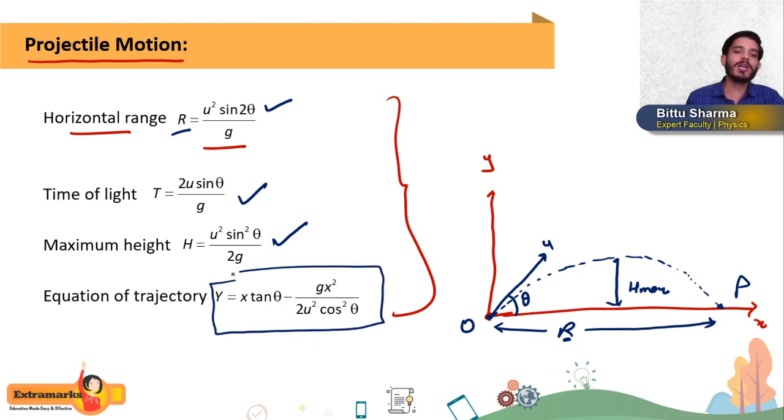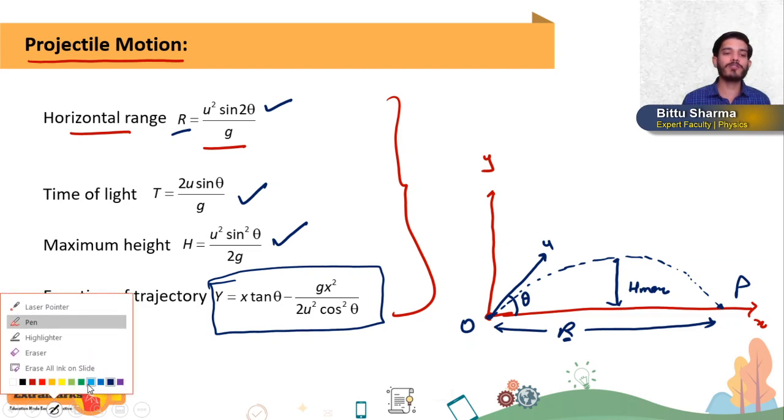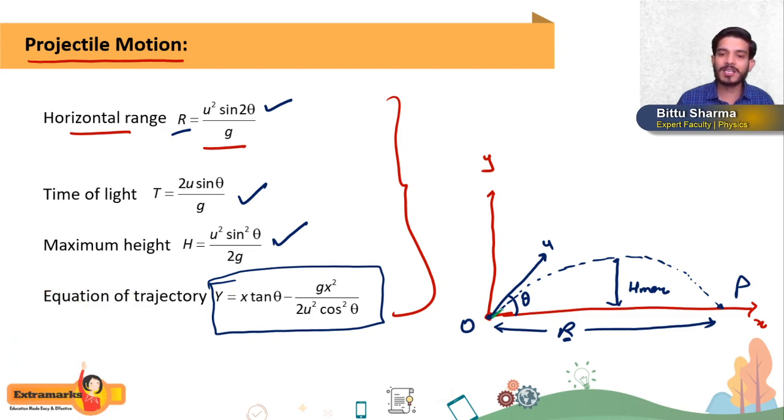This is very important. Equation of trajectory means, students, what? So this is the path, this dotted path which I have drawn here. I will draw with a different color. Let us say this is the path which a projectile will follow. Getting or not? So what is the equation of this path?